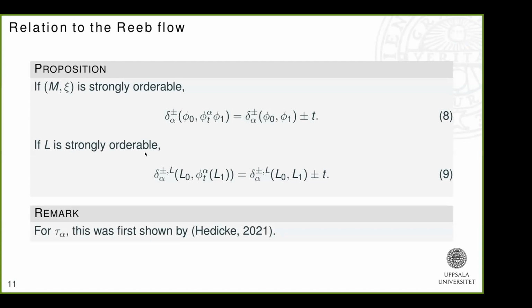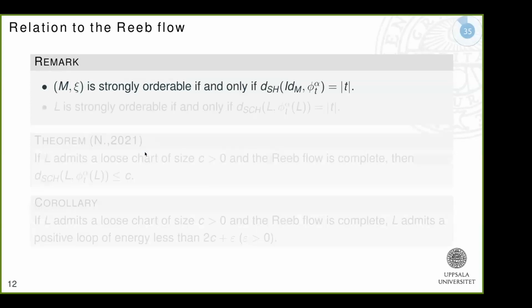So this has the following consequence, namely, if we assume orderability and take the distance from the identity to the time t Reeb flow, then what I said earlier implies that the d alpha distance is equal to the absolute value of t, and because the Shelukhin-Hofer distance is also bounded from below by this distance, the same follows for this because the upper bound just comes from the Reeb flow itself.